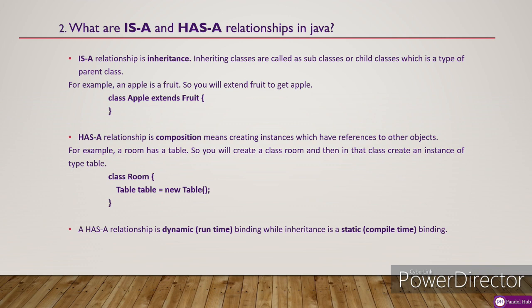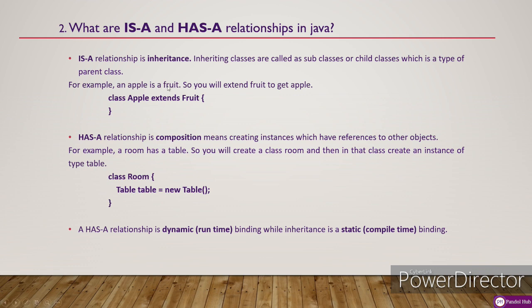The next question: what are is-a and has-a relationships in Java? The is-a relationship is inheritance. I think everyone knows what inheritance is. We have the parent class and the child classes inheriting from the parent class. Inheriting classes are called subclasses or child classes, which are a type of the parent class. These child classes include all the properties of the parent class in addition to their own variables and methods.